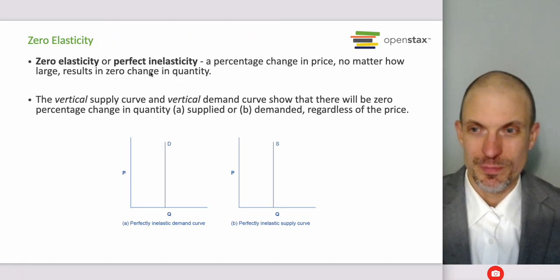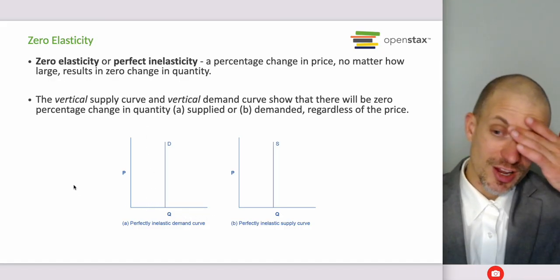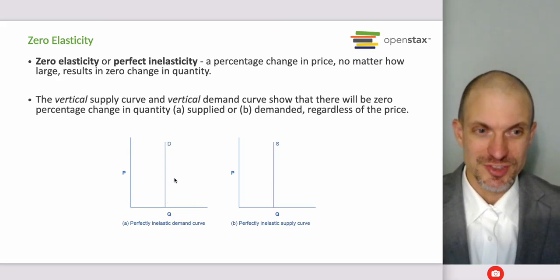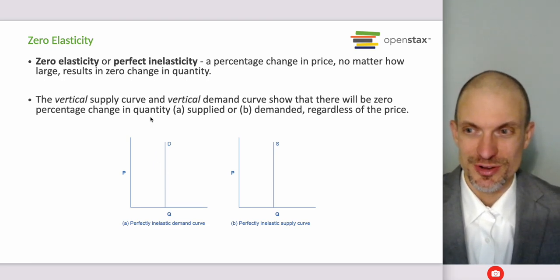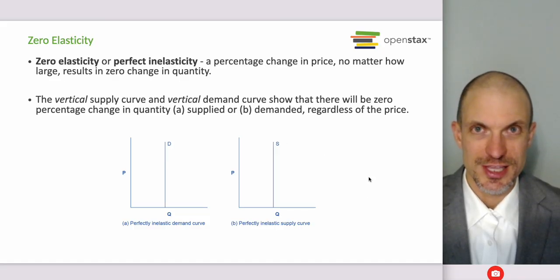Zero elasticity, or perfect inelasticity, is where no matter how much the price changes, the quantity doesn't change. So here we have whatever is our change in price, no change in quantity. So now we have 0 divided by something. 0 divided by anything is 0, so we compute our elasticity as 0. So a vertical demand curve or vertical supply curve is perfectly inelastic.